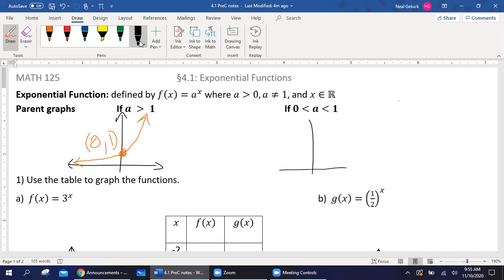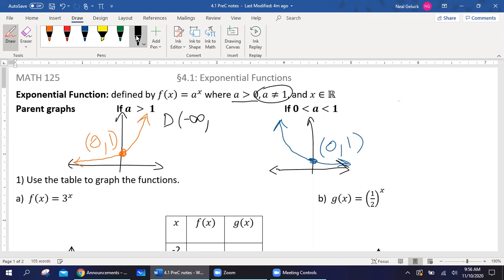If your a number is between 0 and 1, so if your base is between 0 and 1, again, remember it has to be bigger than 0, but it can't be 1, then you're going to have an exponential decay or exponential regression, where it's falling from left to right. It still, however, is hitting at 0, 1. But it's just falling.